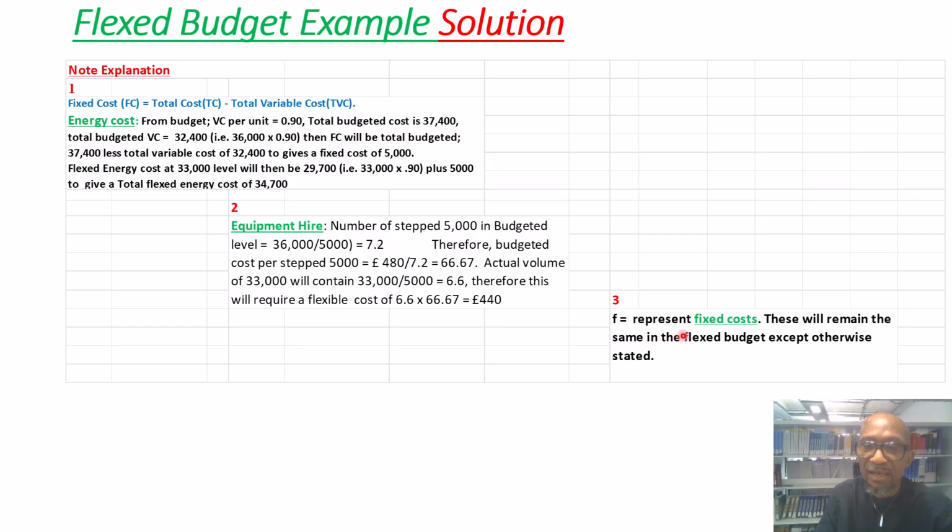For note 3, the fixed cost, as I explained earlier, is just a question of taking the figures and putting them straight to the flex budget, as they will not change irrespective of the level of activity. I hope you are happy with this. Go through them again. Practice makes perfect.